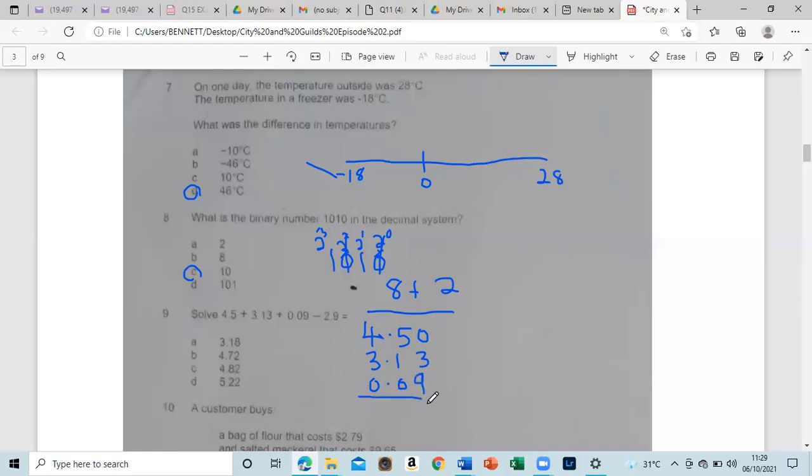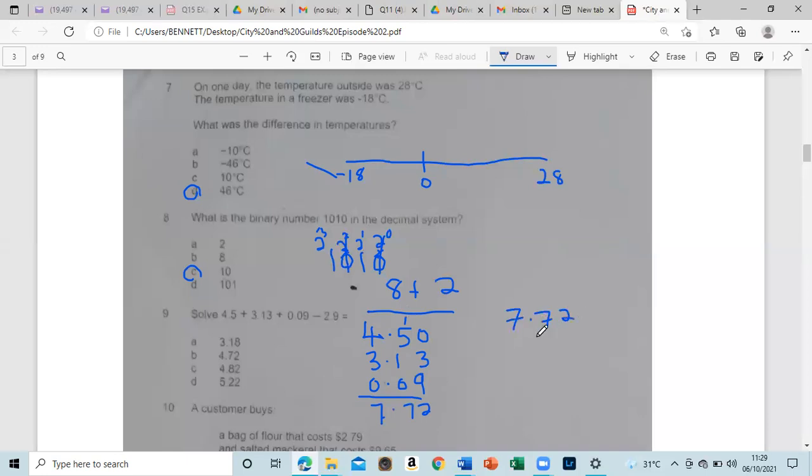9 and 3, 12. So that's 2, carry 1. 5 and 1, 6, and that's 7. Decimal point and a decimal point. 4 and 3, 7. So it's $7.72.